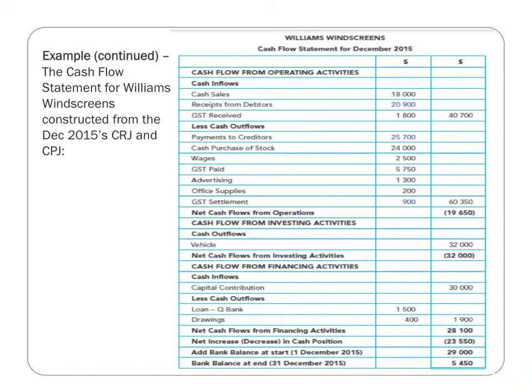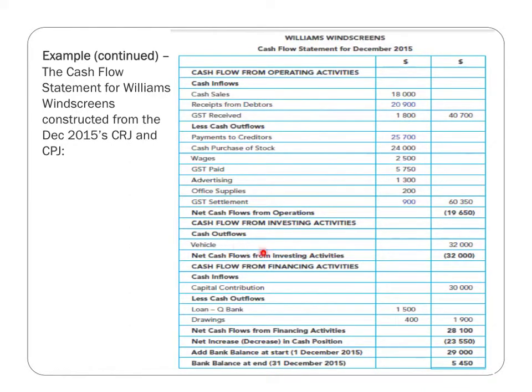Finally, given what we've talked about, and how to use the information from the cash receipts and the cash payments journal, this is the final cash flow statement that you can construct for the month of December 2015. In cash flows from operating activities, cash inflows, cash sales, receipts from debtors and GST received are all taken from the cash receipts journal. Less cash outflows, these are all taken from the cash payments journal. Go back and check that you can find every item in the cash receipts and cash payments journal.